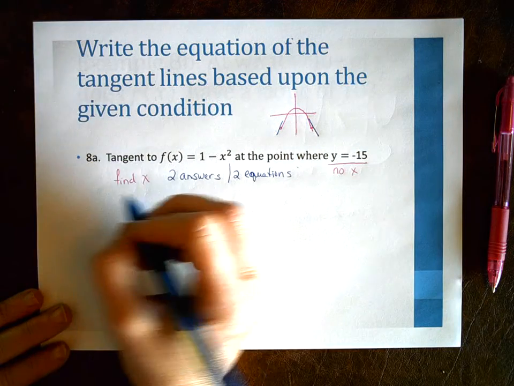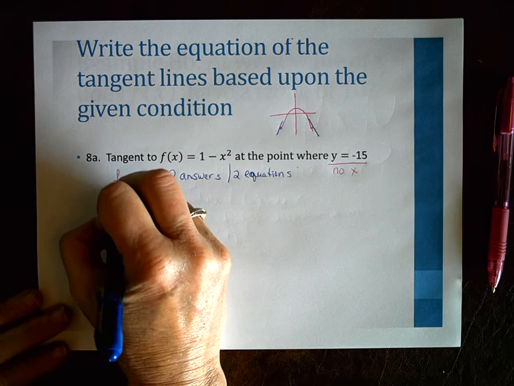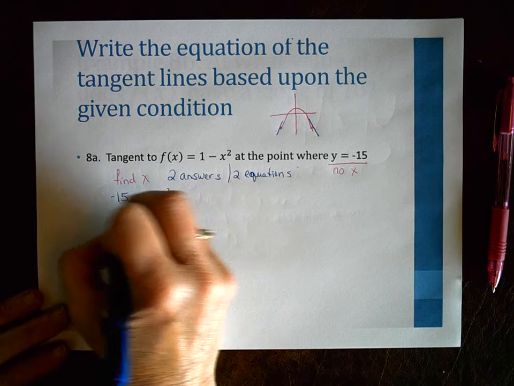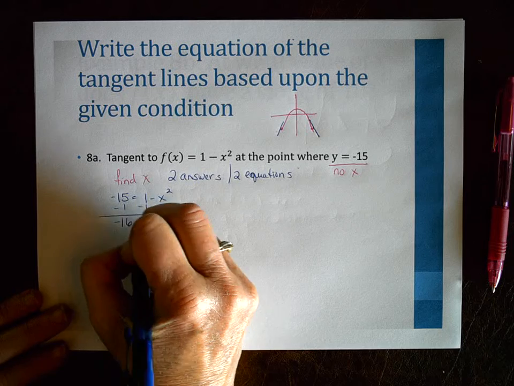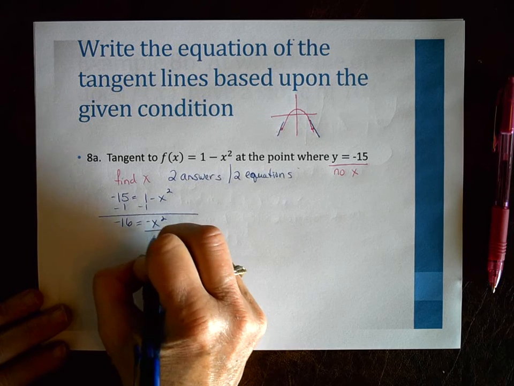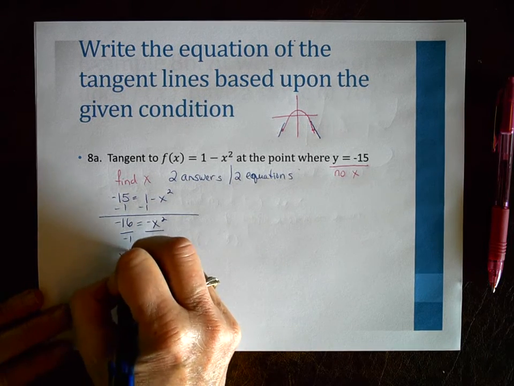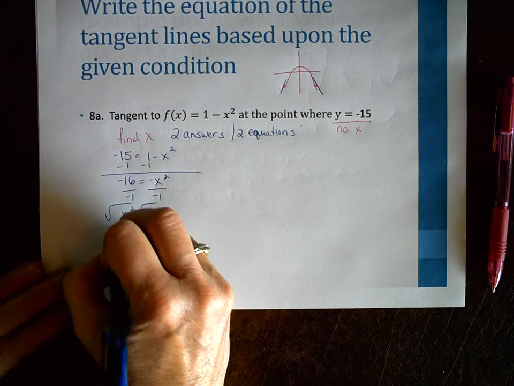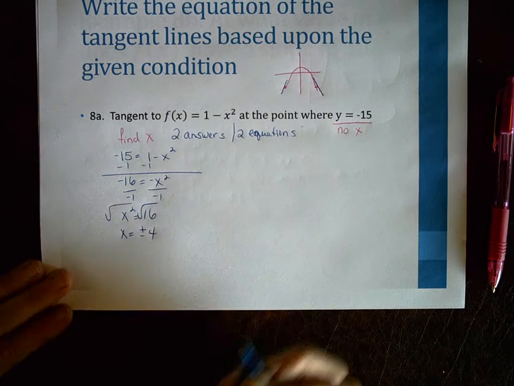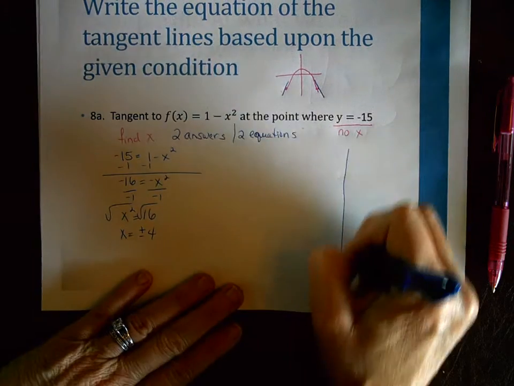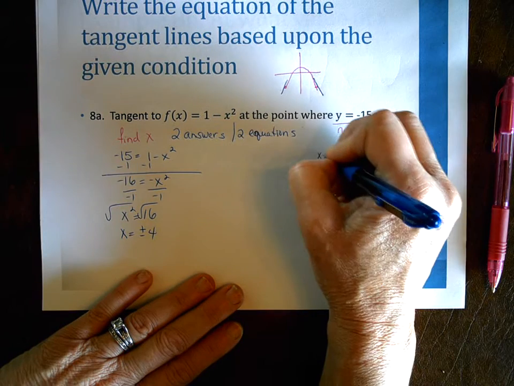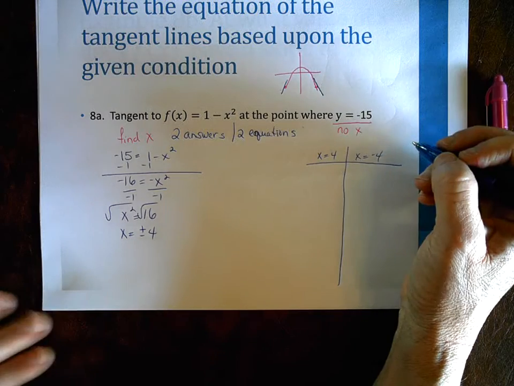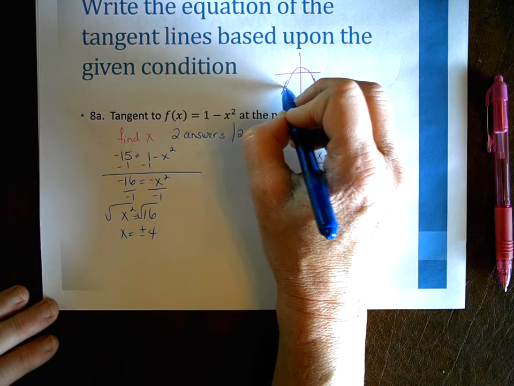So first goal is to find x. So we're going to say negative 15 equals 1 minus x squared. Subtract 1. Negative 16 equals negative x squared. Divide by negative 1. X squared equals 16. Square root. Put this up a little bit. We get x equals plus or minus 4. So I'm going to make a little table over here. One when x is 4, and one when x is negative 4. And remember, y is negative 15 there. So there's a point (4, -15) and (-4, -15) on the graph.